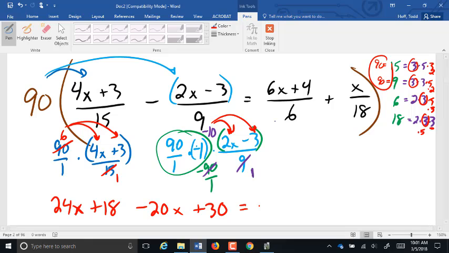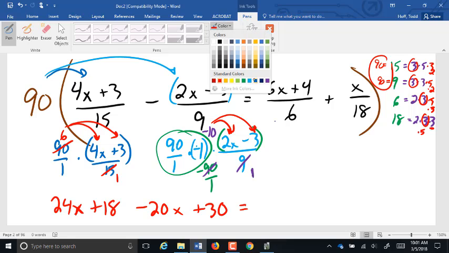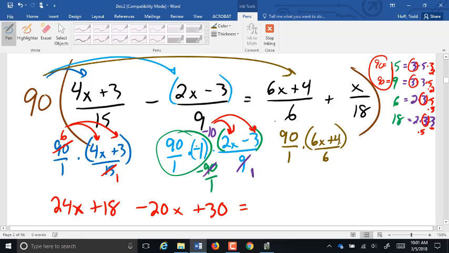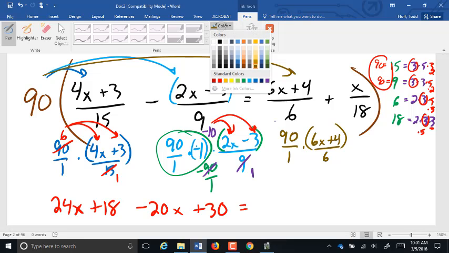That brings us to the equal sign. Now we still have to keep multiplying by 90 on the other side. So 90 times the 6x plus 4 over 6. So 90 over 1 times the 6x plus 4 over 6. Once again, we treat the top of that fraction like it's in parentheses.